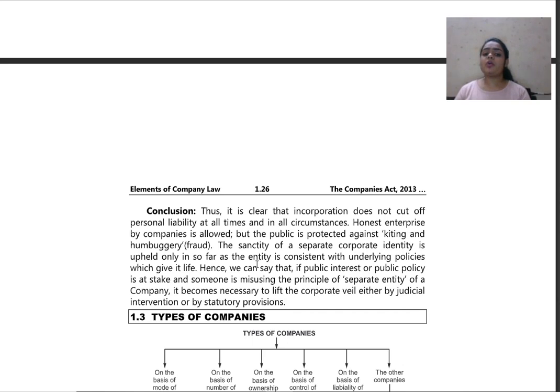So it is said that the corporate veil is one of the important concepts, and it has variety and different provisions which shall be used in different cases. Hence we can say that if public interest or public policy is at stake and someone is misusing the principle of the separate entity of a company, it becomes necessary to lift the corporate veil either by judicial intervention or statutory provisions. So, we have studied the judicial intervention and statutory provisions.